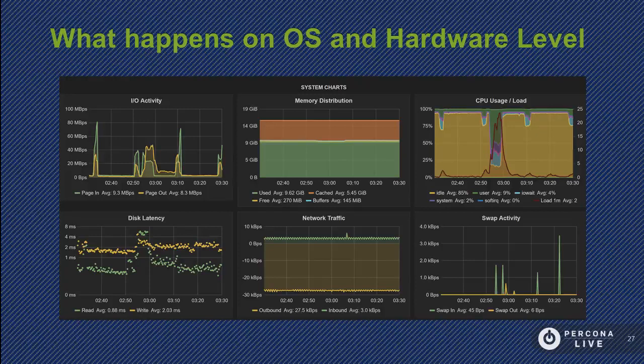Okay. Now, graphs. You can see this one looks a lot nicer and more beautiful, and that comes from Grafana. I think those guys are very good with making things pretty. So we have here information about what happens on the operating system and hardware level, because for many MySQL problems, looking just at the MySQL level, you can't really troubleshoot it alone.